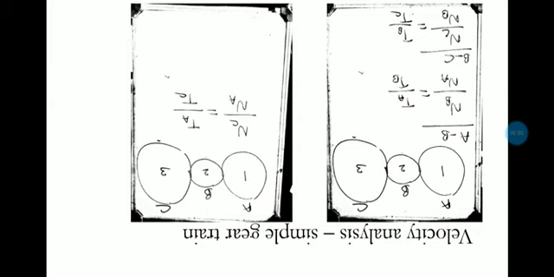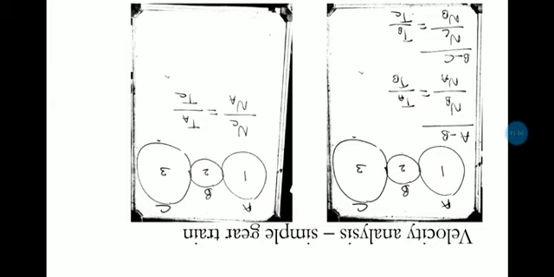What is NC? NC is the actual follower, the output, and NA is the actual driver, or the input. So output speed by input speed equals TA by TC. TA is the number of teeth on the input gear divided by TC, the number of teeth on the output gear. So it is equal to the ratio of input and output only. The speed ratio does not depend on the intermediate gears in a simple gear train. Please note that.